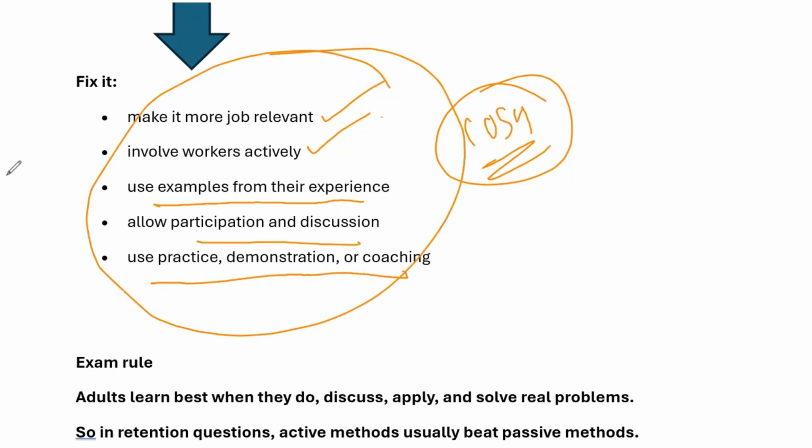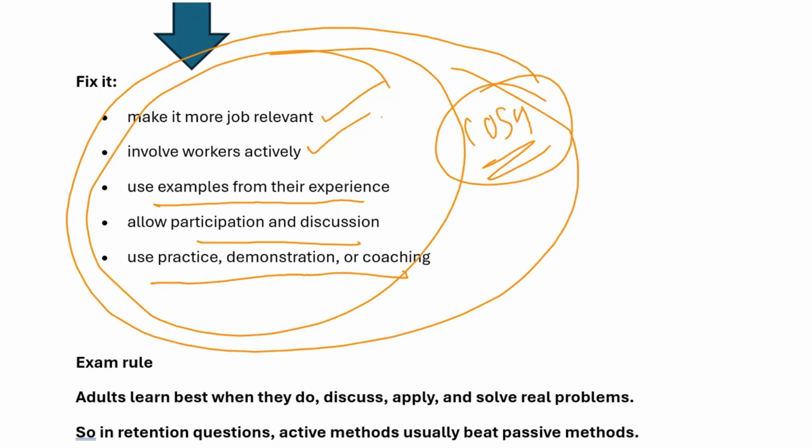If the training is not good, you should understand how adult learning happens. Respect the adult, explain from their experience, respect their experience, and make them interactive. These are the principles of adult learning, and these are the ways in which you can fix the training.